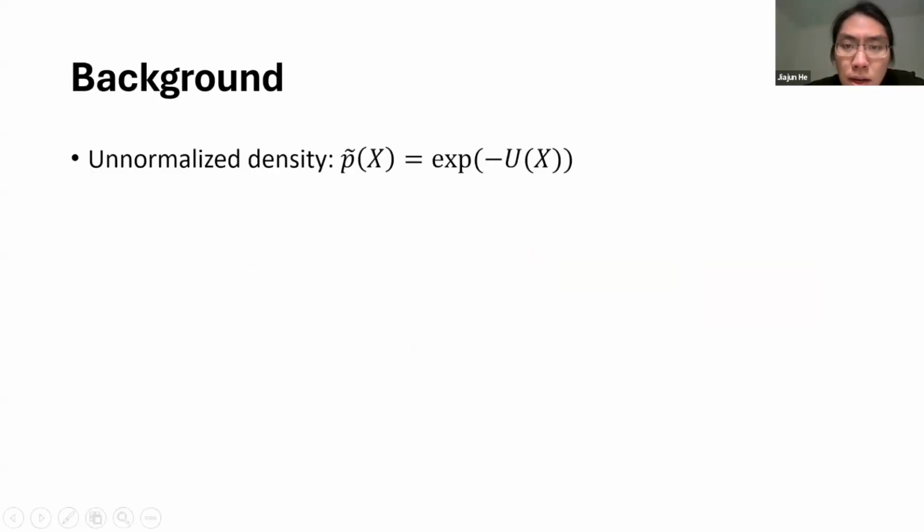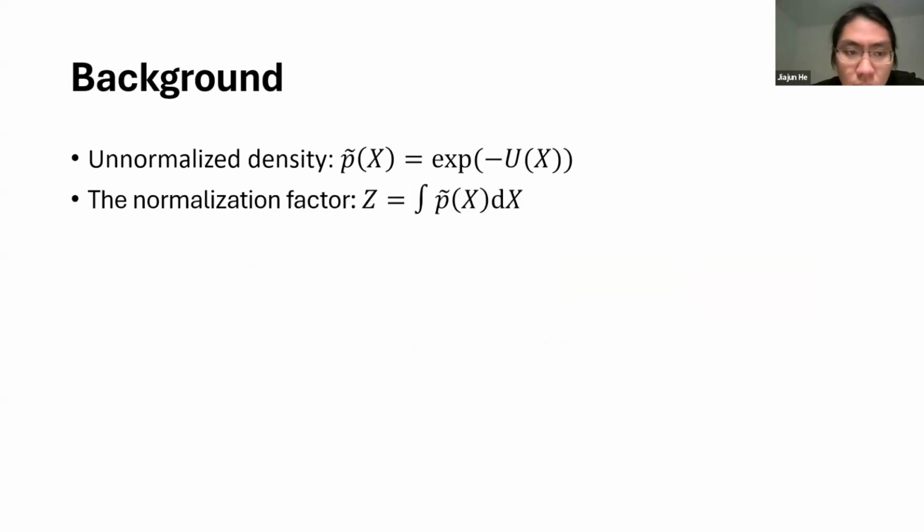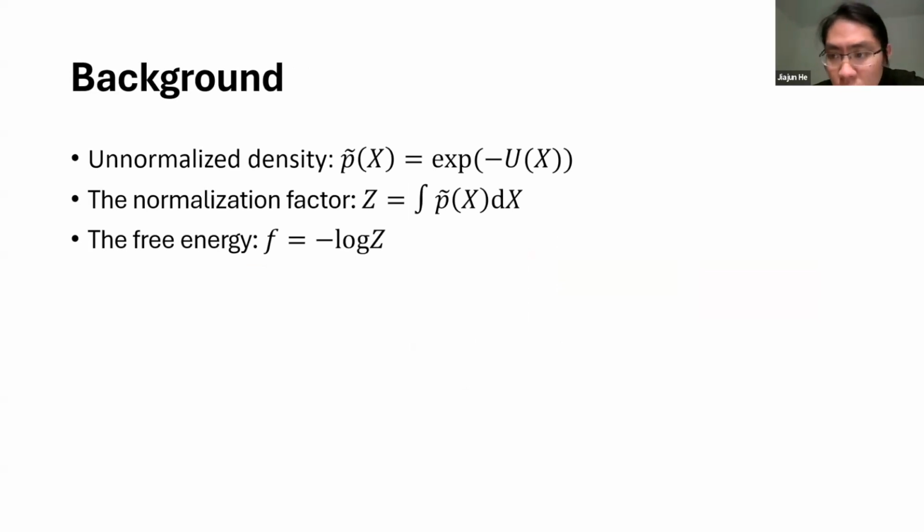So here is a little background about this. We normally define this unnormalized density through some energy function in this way. And there is a term missing, which is known as the normalization factor, which is defined as the integral of the unnormalized density over the whole support. Then on top of that, we take the logarithm and take a negative sign. And this thing we normally call free energy.